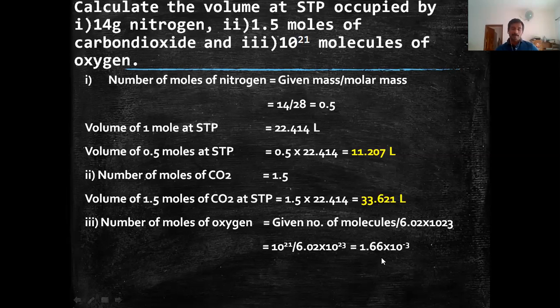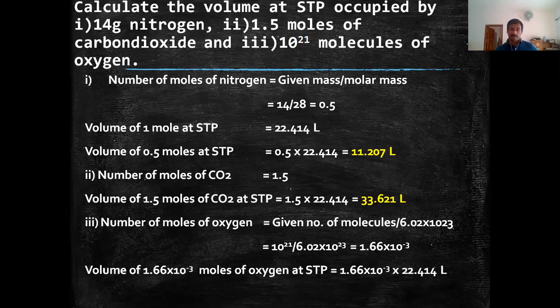Then how will you find out the volume at STP? Number of moles into 22.414 liters. And the answer is 3.72 into 10 raised to minus 2 liters.